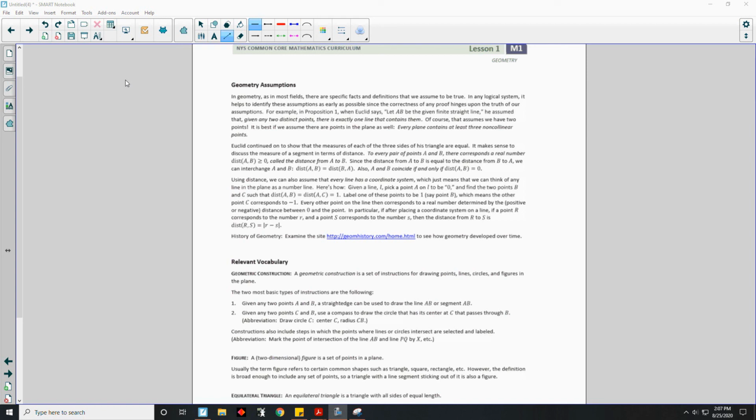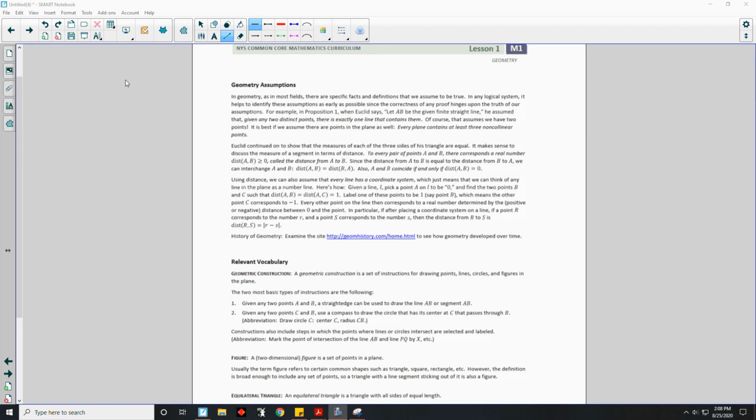Every other point on the line then corresponds to a real number determined by the positive or negative distance between 0 and the point. In particular, after placing a coordinate system on a line, if a point capital R corresponds to the number lowercase r and a point capital S corresponds to the number lowercase s, then the distance from capital R to capital S is distance capital R comma capital S equals the absolute value of lowercase r minus lowercase s.